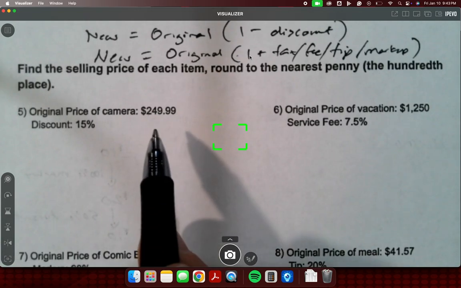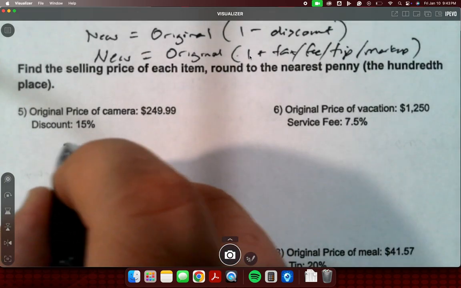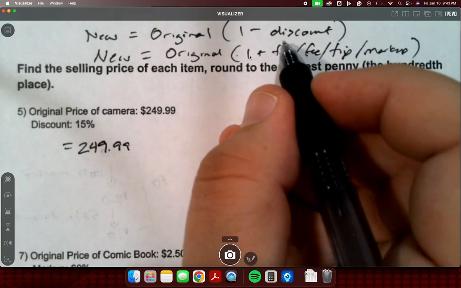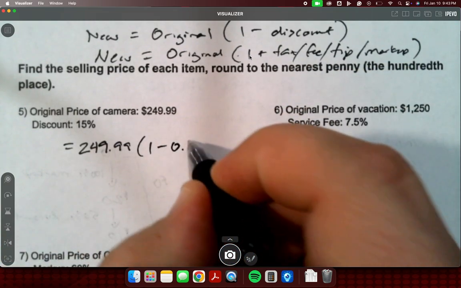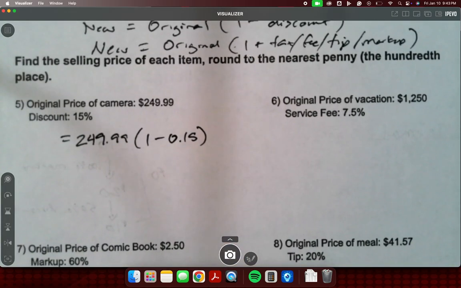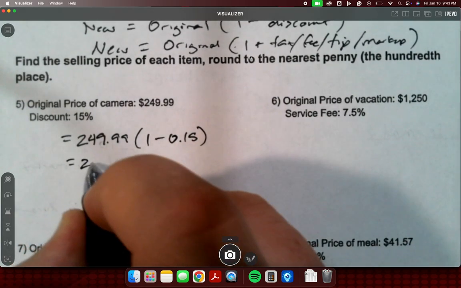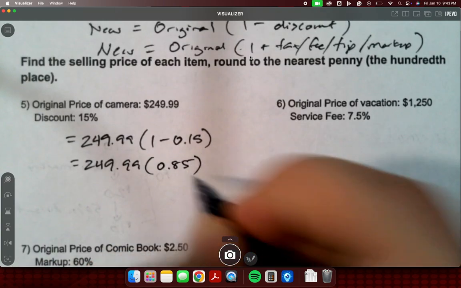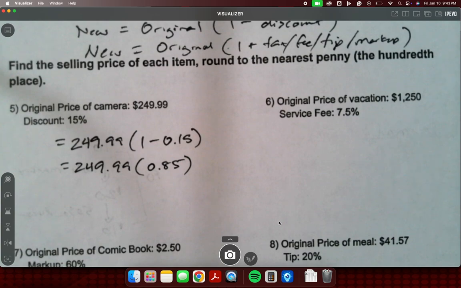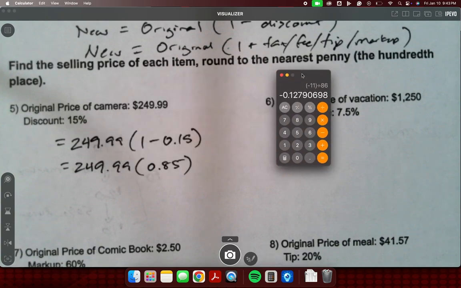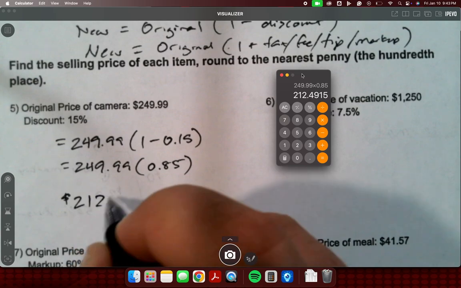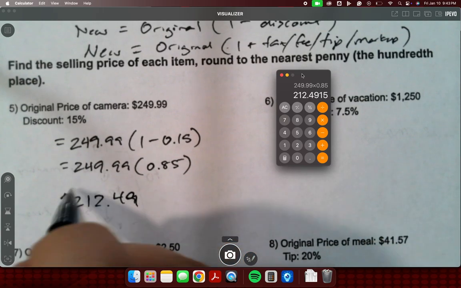So original price of a camera. So the original goes right here. So I'll put equals $249.99. And a discount is subtracted because it's off. It's a decrease of the price. So we get 1 minus 0.15. So you can type that in the calculator if you want, but 1 minus 0.15 is 0.85. So we do $249.99 times 0.85. And we'll round to the nearest penny, so the new price is $212.49.